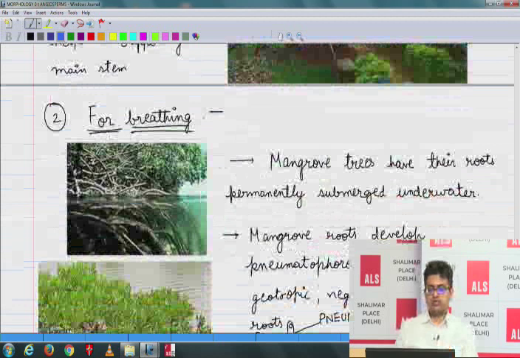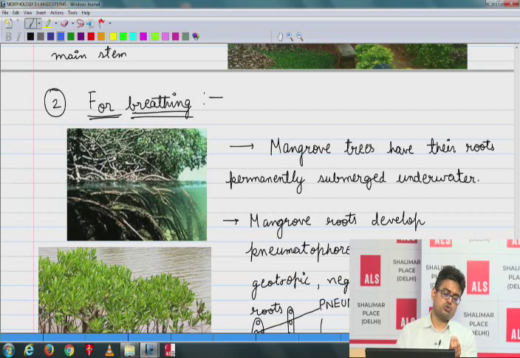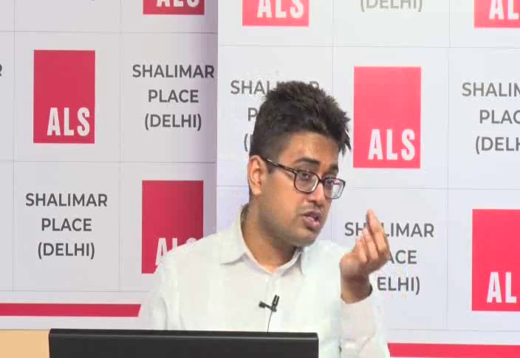For breathing modification, the example is mangrove. Mangrove trees have their roots permanently submerged underwater, as you can see in this diagram. Because of this, their roots cannot breathe. So the roots develop structures that come out from the soil, with porous structures and air pores. These are called pneumatophores. Pneumatophores are very important for the NEET examination; it is asked in the exam. A pneumatophore is the pore which allows air to pass inside.